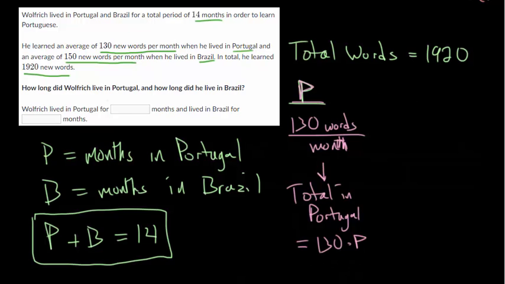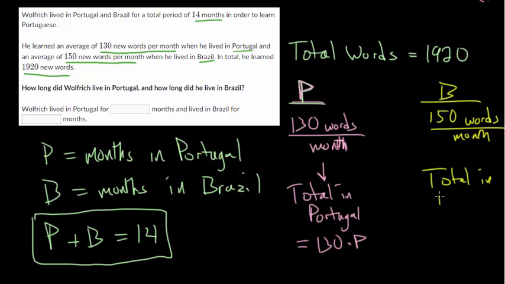So we'll do the same idea, but this time for Brazil. In Brazil, it's 150 words per month. And so the total words in Brazil would just be 150 times B, because again, every month is 150 and B is just how many months he lived there. So if he lived there for, say, 6 months, then you'd have 6 times 150, which would be 900. So 900 words there. But we don't know what B and P are yet. We need to figure that out.